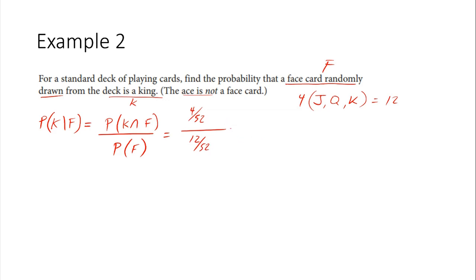And we cancel out the 52s, the common denominators. So 4 out of 12, we can reduce. That's 1 over 4. Oops, not 1 out of 4. Silly me, 1 out of 3. So there's a 1 out of 3 chance that you're going to get a king if you draw from nothing but face cards. That makes sense because there are only 12 face cards, and only 4 of those are going to be kings.